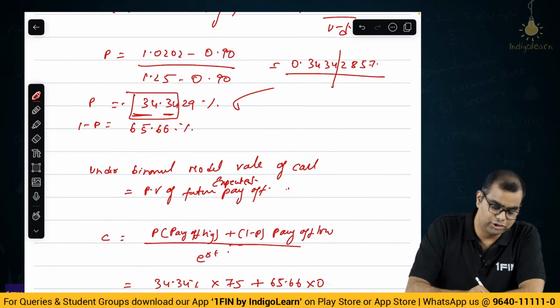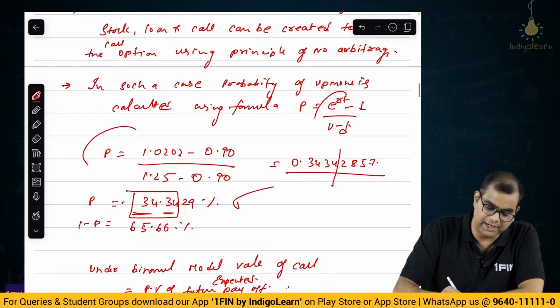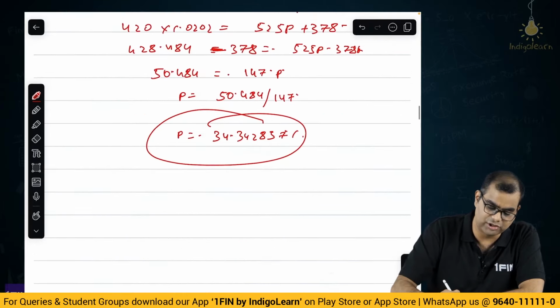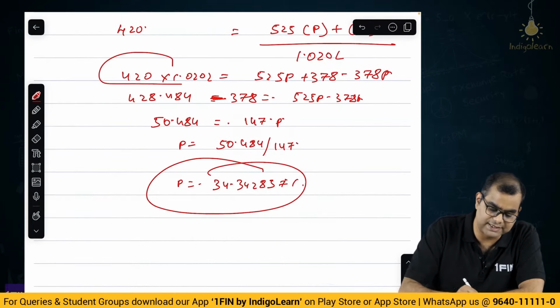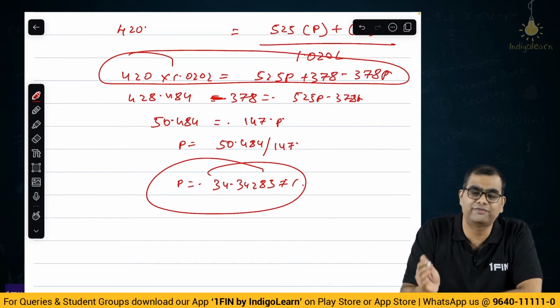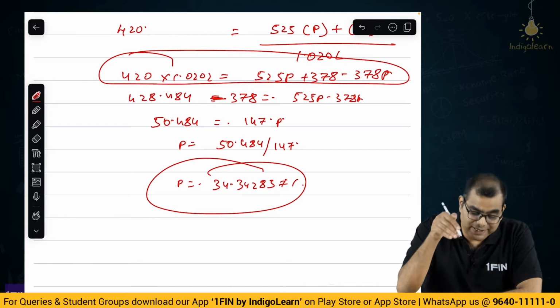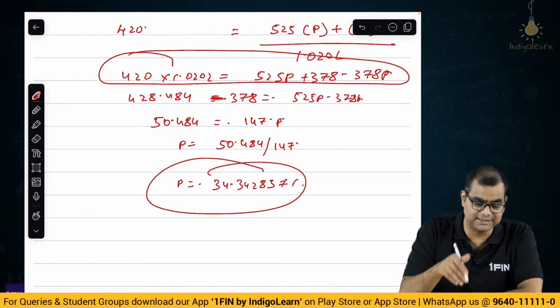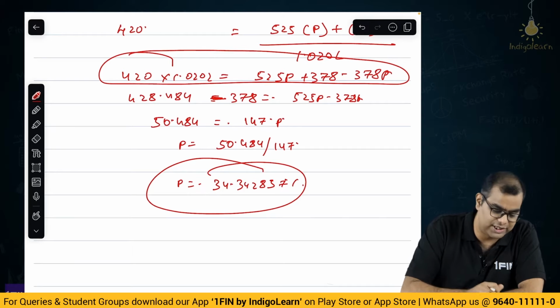In binomial model, you use P is equal to e power RT minus D by U minus D. In risk neutral valuation, you basically say that current stock price is equal to the present value of expected values of future stock prices. You have to basically state this. This, according to me, is the answer based on what? Based on Institute study material.